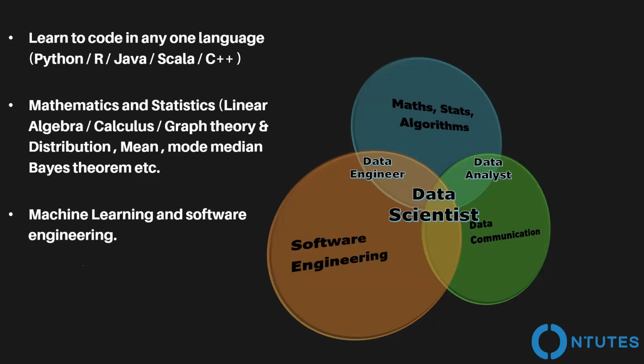So I would say that now the four things that are coming, which is maths, statistics, then machine learning, software engineering, and data communication. So combiningly, if you know all these things, if you have all these skills, then you can become a data scientist. So that is how part, like how can I become the data scientist part. So so far we covered three things. What is data science? Why data science? And how can I become a data scientist?